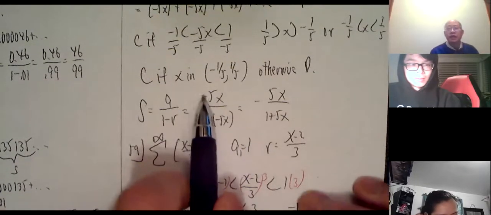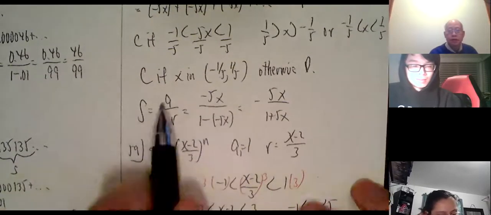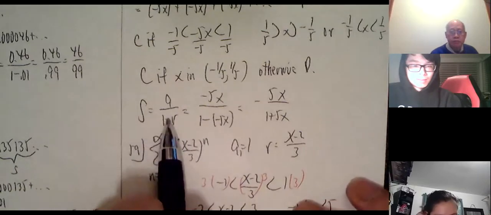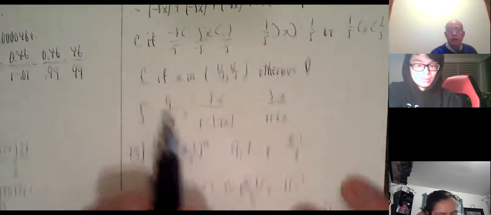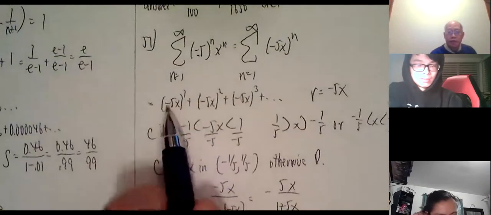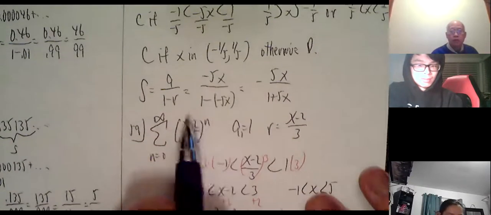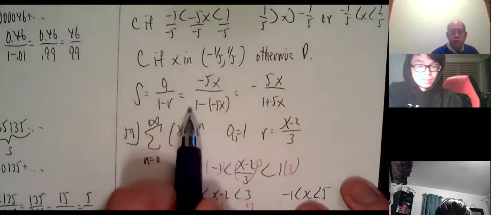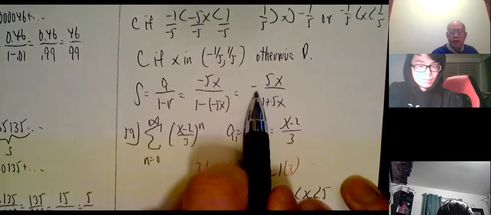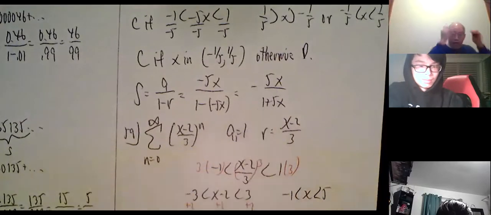Then it says, what does it converge to? I use the formula, a over 1 minus r. Okay, put this on the next cheat sheet. So a means the first term, negative 5x, over 1 minus the common ratio, which is also negative 5x. So 1 minus a negative 5x. So the final answer is negative 5x over 1 plus 5x.